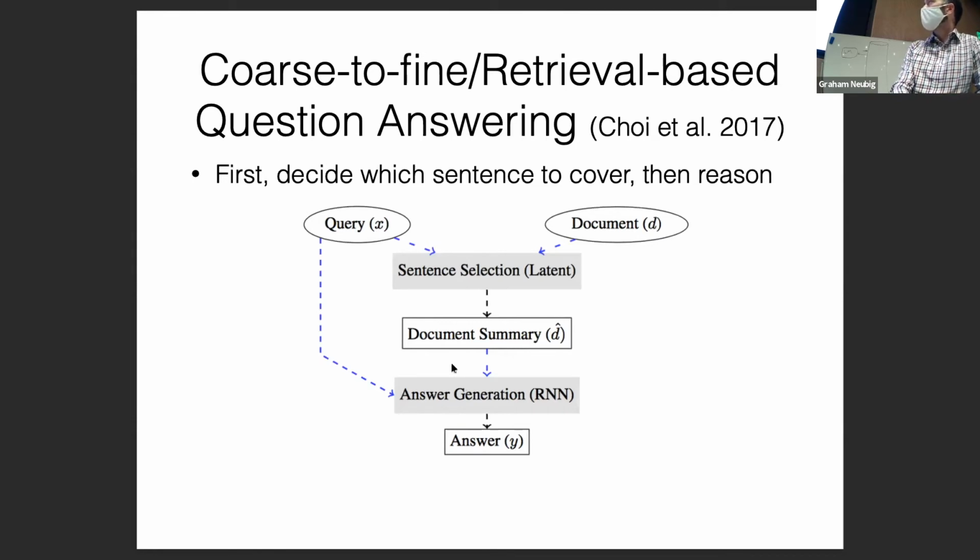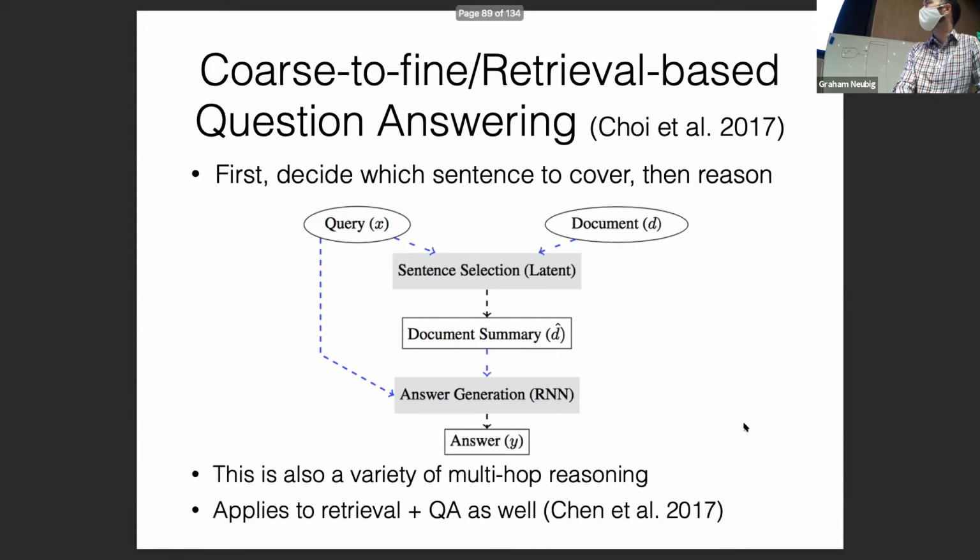In this particular work, they trained it using reinforcement learning. So you basically try to make a selection of a summary and see whether the model is able to generate the answer, and that would help train your sentence selection model. One thing is that this is also a variety of multi-hop reasoning. In a way, you reason about which evidence would be useful, and then you actually generate the answer based on that. So I think that connection is interesting as well.